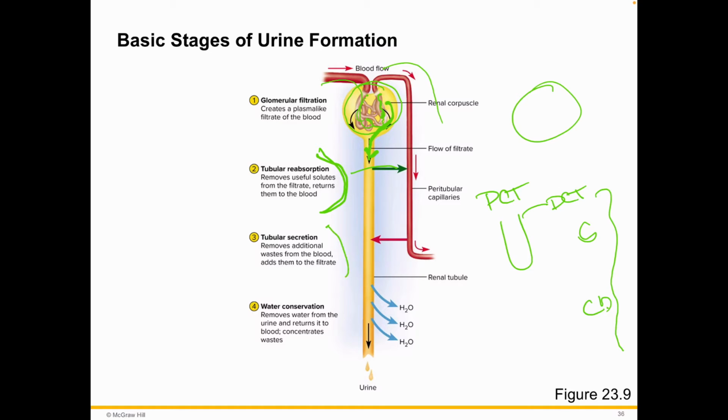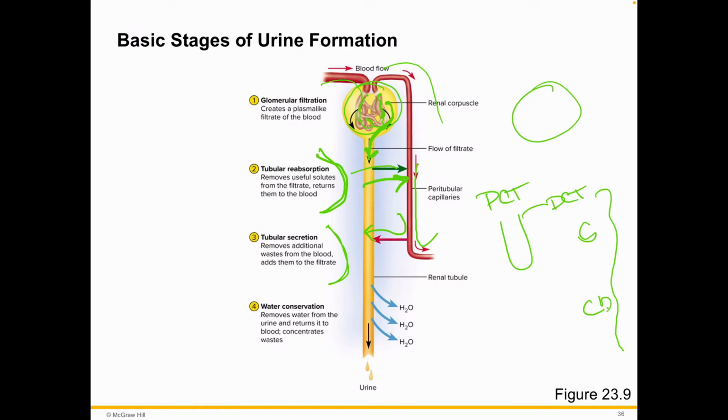Also, we're going to have tubular secretion. So this is where we're removing extra waste out from the blood. And this is going to happen from the vasculature that's surrounding these tubules, right? So there's this interplay where we're sending things to these arteries, and then we're taking additional items out of these arteries.